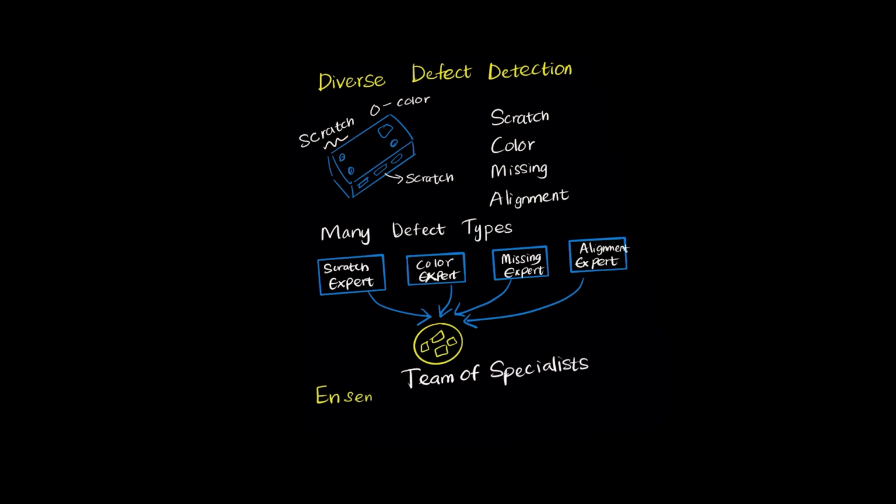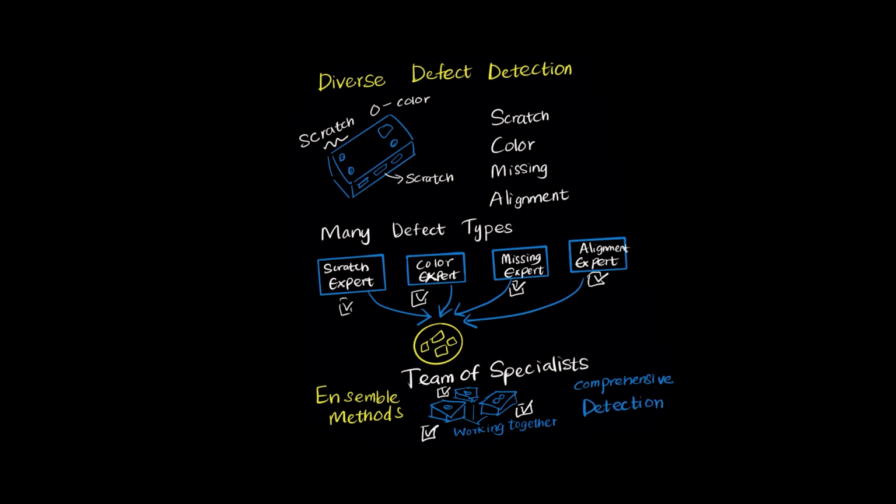Fixed templates can't match varying defects. Single thresholds miss defects outside specific ranges, and static rules can't adapt to new defect types. Ensemble methods provide comprehensive quality control.